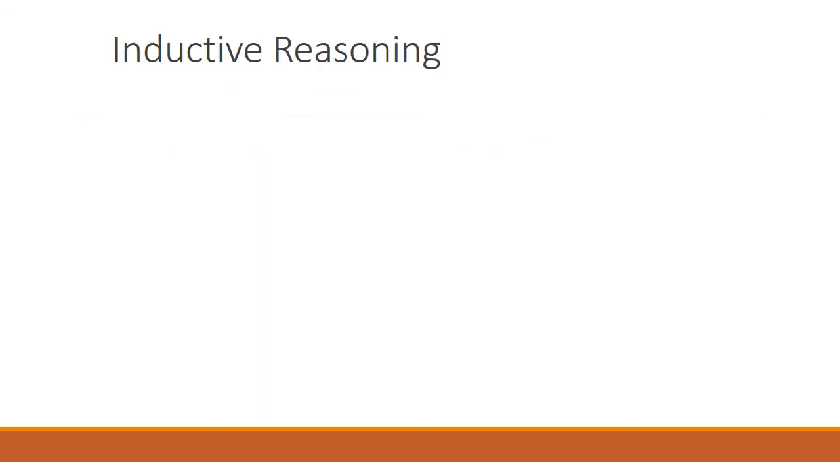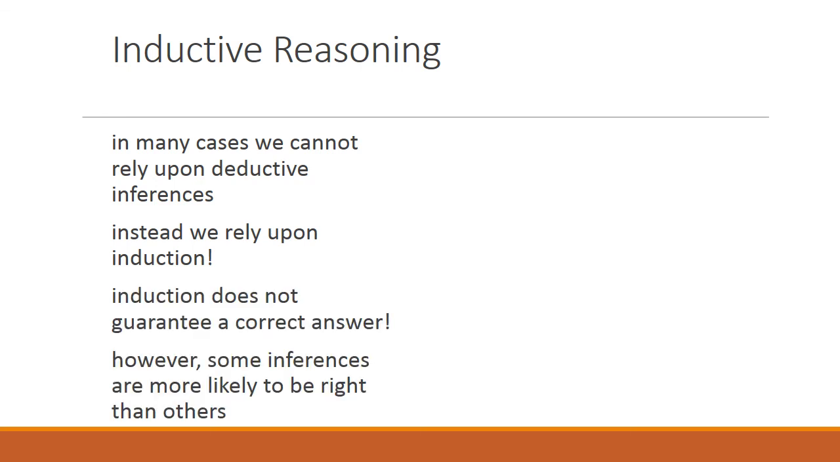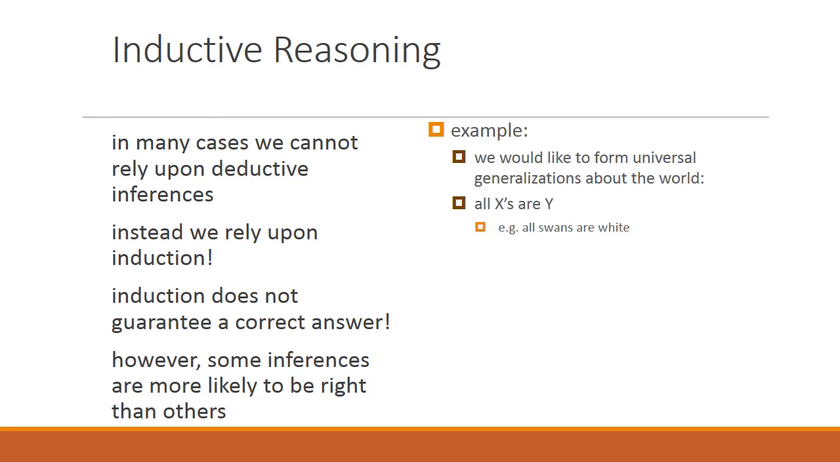Okay, so let's finish up talking about inductive reasoning. We were just speaking about deductive reasoning. So inductive reasoning is the idea that in many cases we can't rely upon deductive inferences. Instead, we rely upon this idea of induction. So this is going from specific examples to a generalized conclusion. And importantly, induction does not guarantee a correct answer, and some inferences are more likely to be right than other inferences.